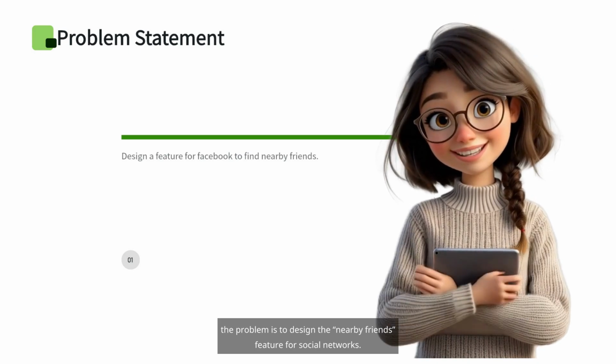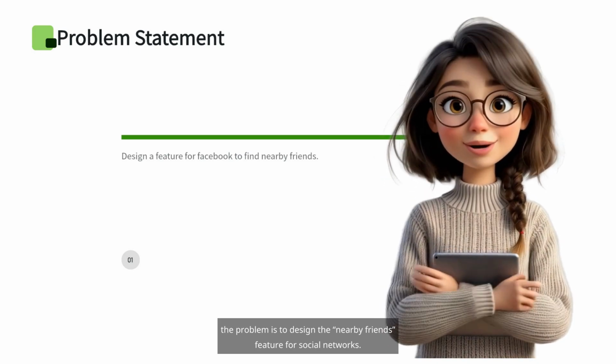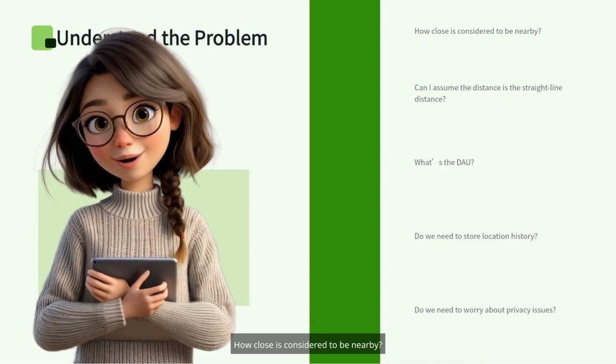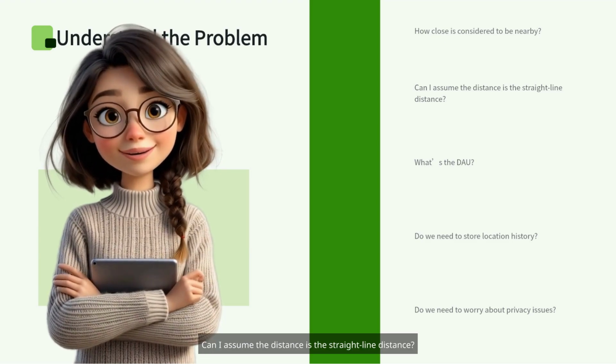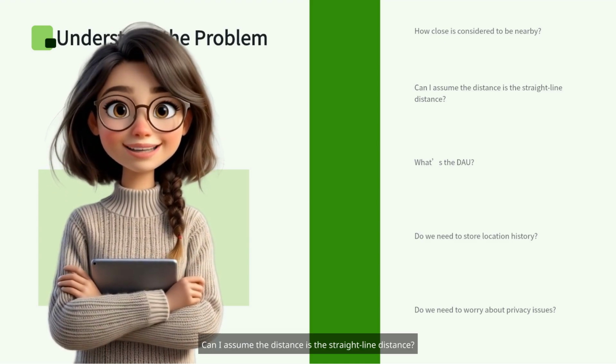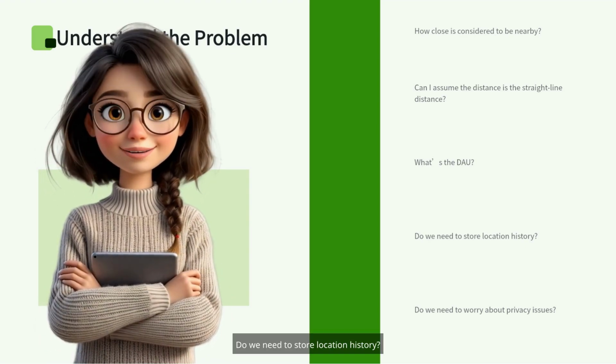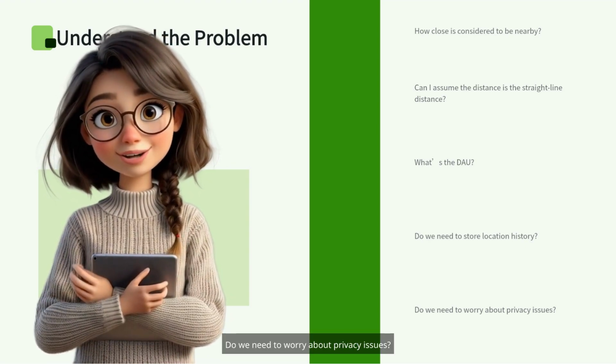The problem is to design the Nearby Friends feature for social networks. Here are some good requirement questions to ask. How close is considered to be nearby? Can I assume the distance is the straight line distance? What's the DAU? Do we need to store location history? Do we need to worry about privacy issues?